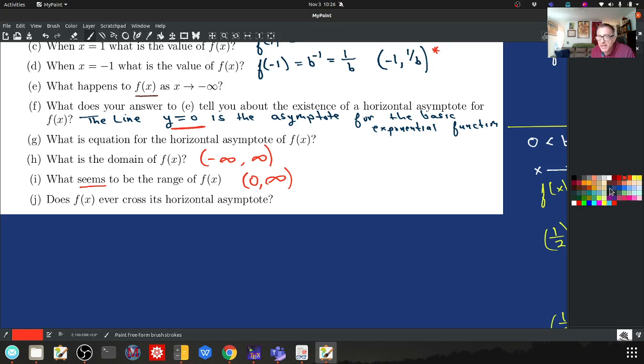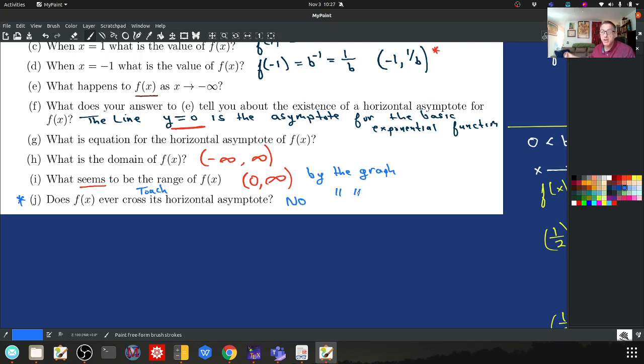And how do we figure that out? Range is always difficult. We figured that out by the graph. By the graph, it's either going to be 0 to infinity, where 0 is included in the set, or excluded from the set, and it's actually excluded. And that's literally the question I'm asking here: does it ever cross or touch its horizontal asymptote? And the answer is no, again, by the graph.